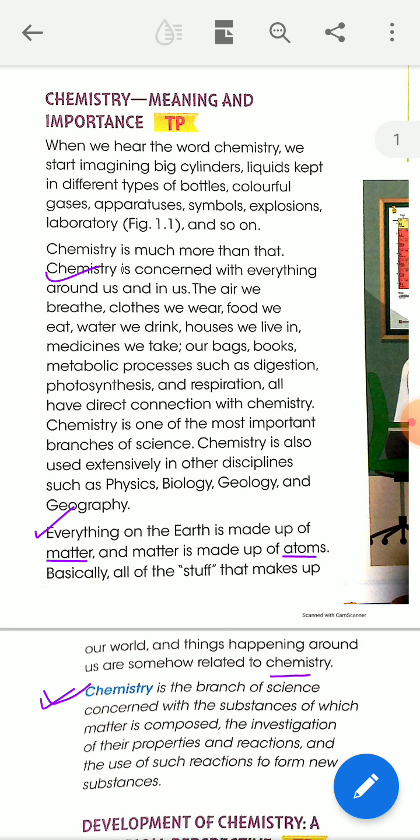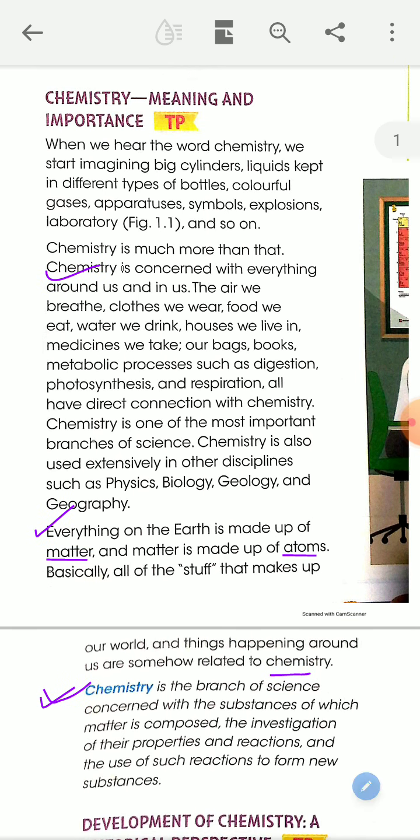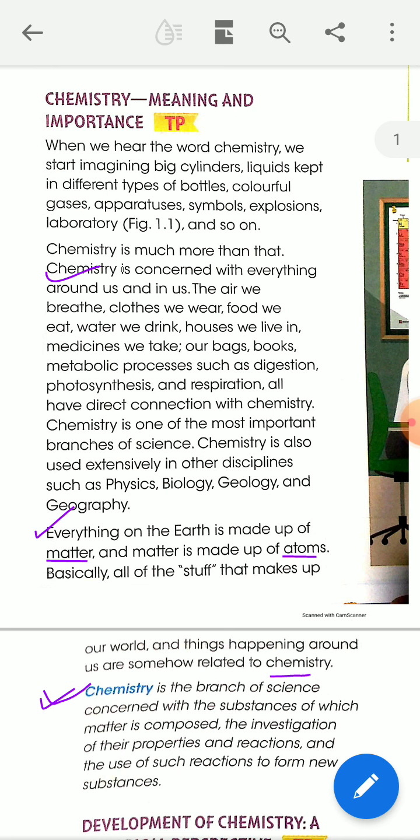And today I'm going to start chapter one of class 6th chemistry. The topic is Introduction to Chemistry. In this chapter, we will study what chemistry is, the importance of chemistry, and the role of different scientists in chemistry. So first you have to know what chemistry is.